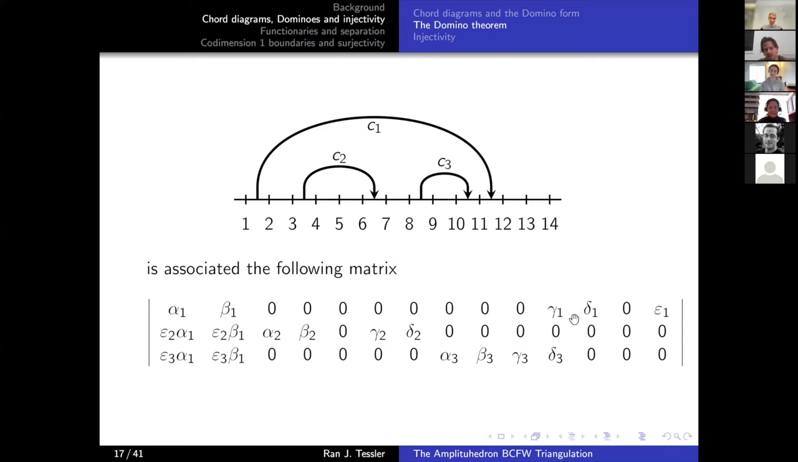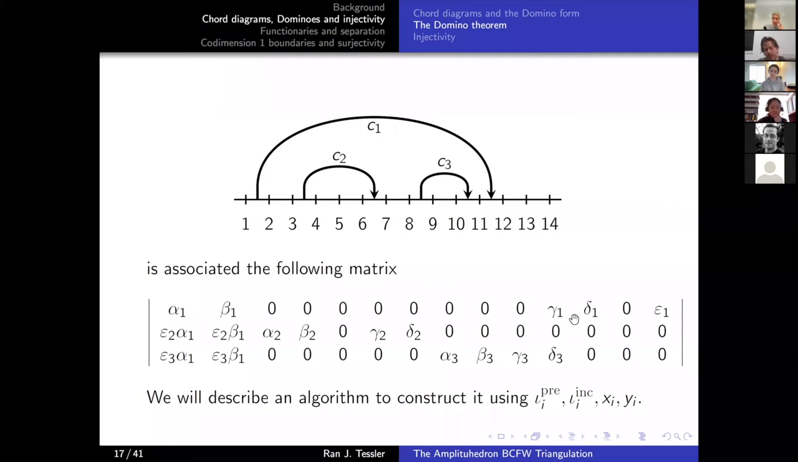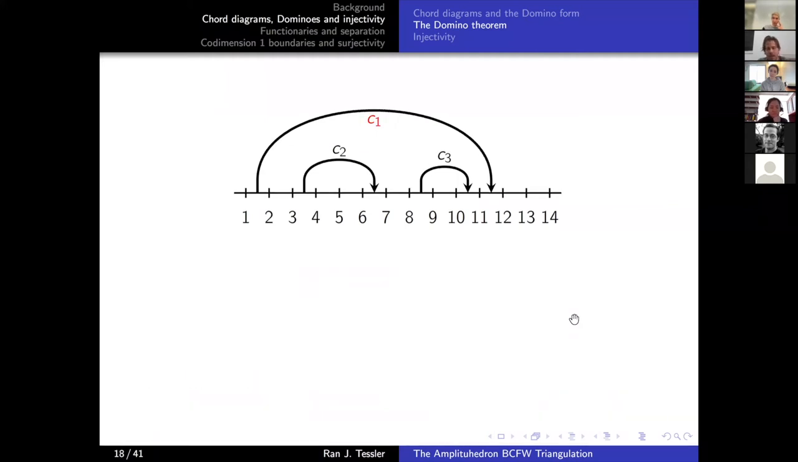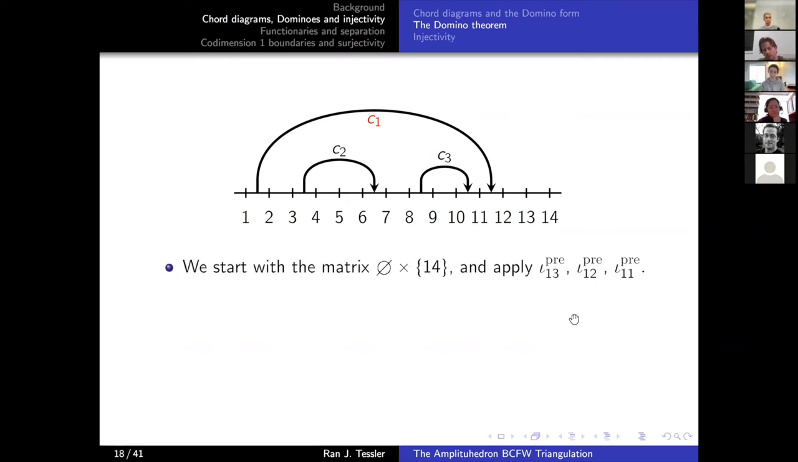So this core diagram is associated following the matrix in a domino form. And we will describe really the algorithm how to construct it. We will start with C1, but note that because C1 covers C2 and C3, when we go right to left, we will not finish seeing all C1 before we see C2 and C3. And that's why, although we will start constructing the row which corresponds to C1, we will not finish it in the first step. Okay, so the algorithm goes like this.